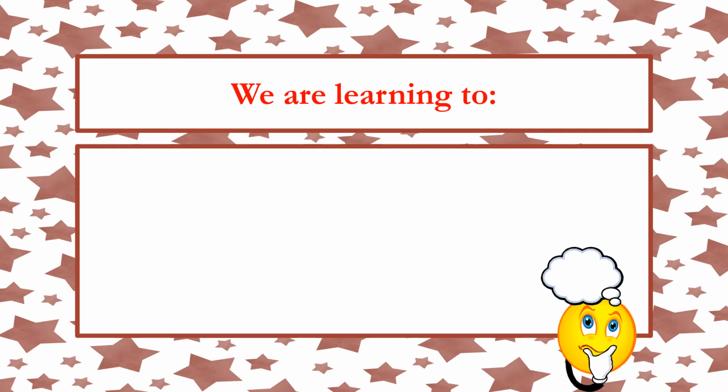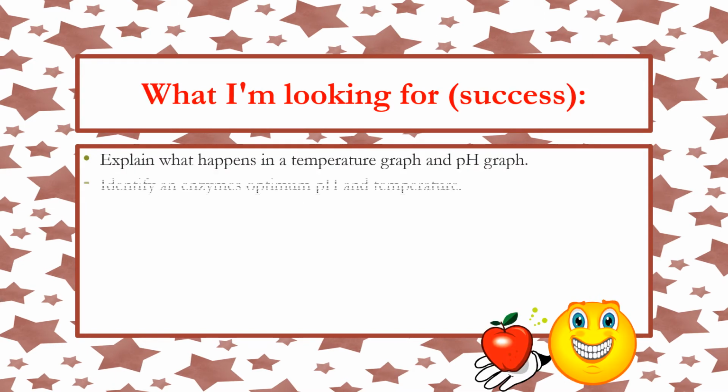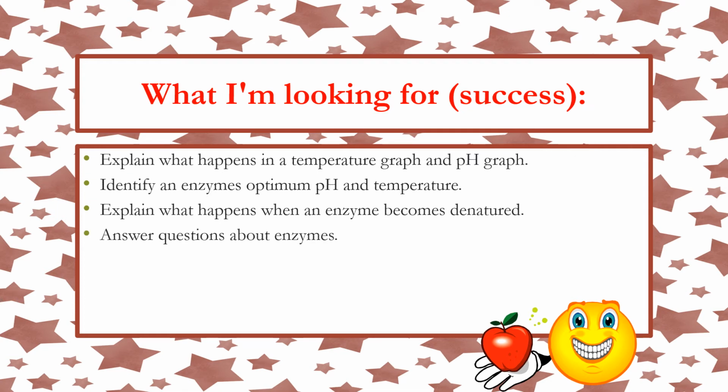Your learning intention today is to know how temperature and pH affect enzyme activity and to be able to describe it, to know what optimum means, and to describe what is meant by when an enzyme becomes denatured. So to be successful at this, you'll be able to explain what happens in a temperature graph and a pH graph. You'll be able to identify an enzyme's optimum pH and temperature. You'll be able to explain what happens when an enzyme becomes denatured, and you'll be able to answer questions about enzymes.